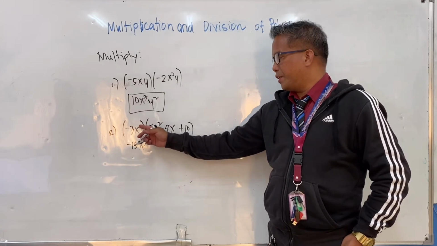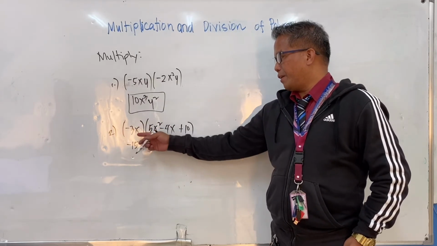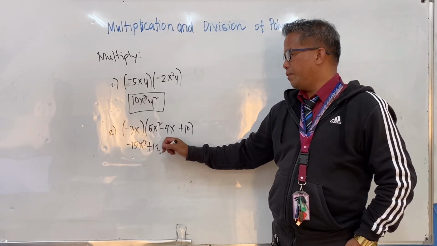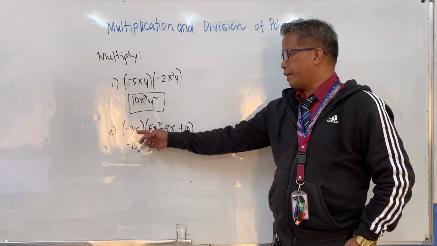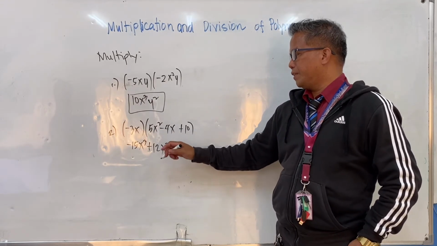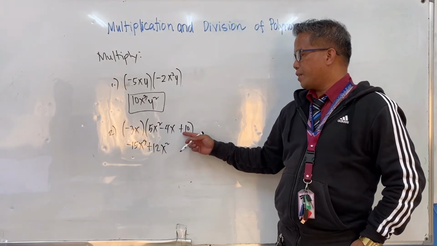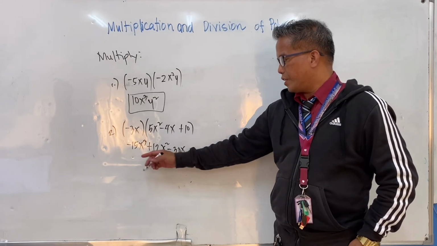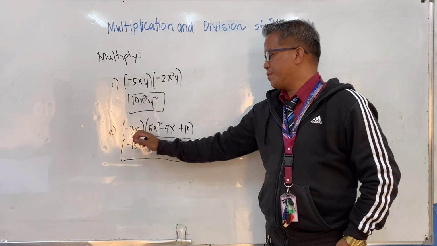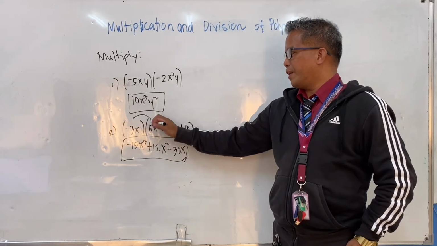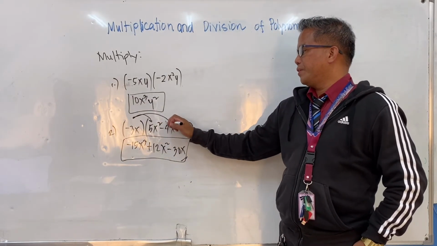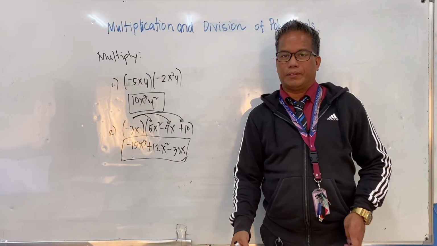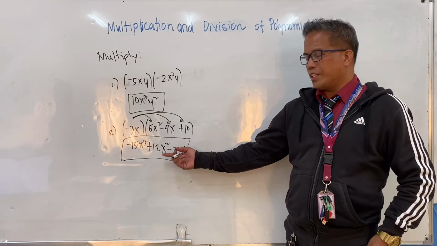Why x cubed? Because there's 1 here. Negative times negative. The answer is positive 12. Because 3 times 4 equals 12. X times x equals x squared. Negative 3x times 10 equals negative 30x. So this is now the final answer. So all you have to do is distribute the monomial to the trinomial. So this is now the answer.